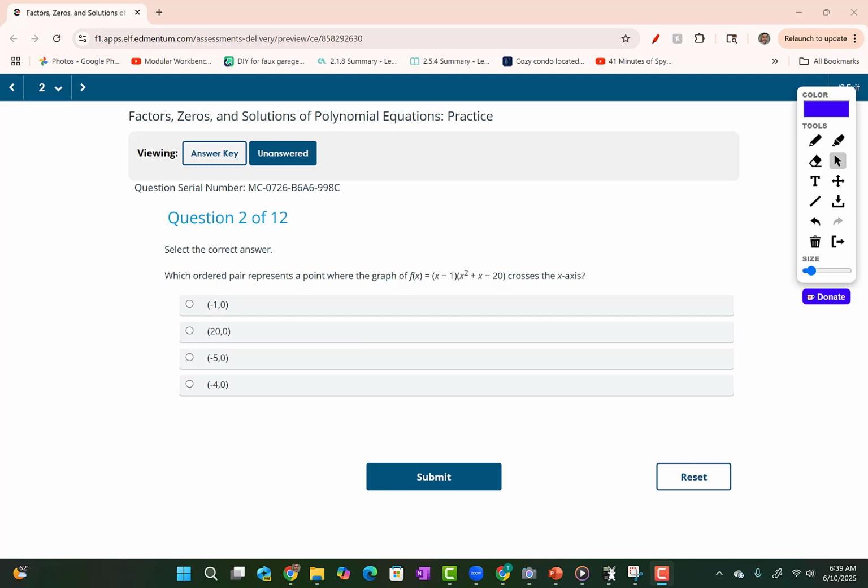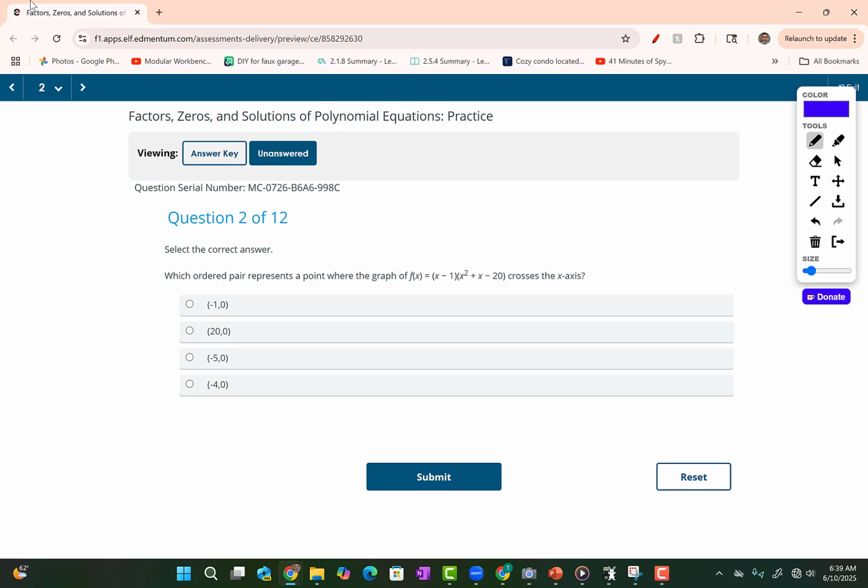Question 2, which ordered pair represents a point where the graph of f of x crosses the x-axis? So again, we could graph this problem and find where it crosses the x-axis pretty quickly. But we could also factor this problem. Both of these look like they can easily be factored. So that's what I'm going to do. I'm going to factor this one and see if we can get an answer quickly.